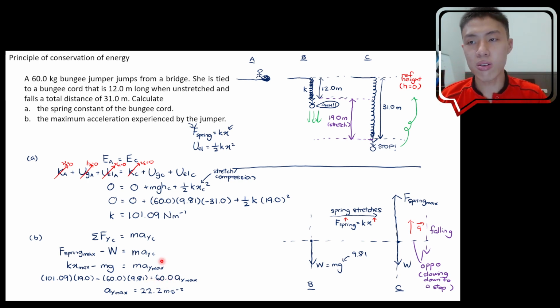Okay, so that's how you solve this question involving a person falling. It will be a combination of kinetic energy, gravitational potential energy, and elastic energy. So that's all for this question.